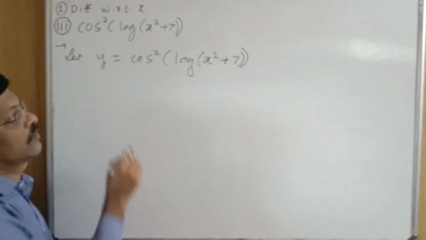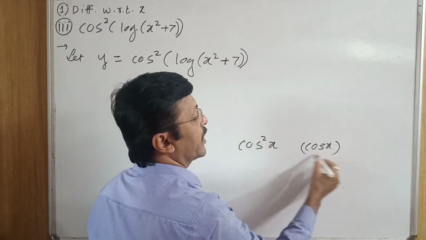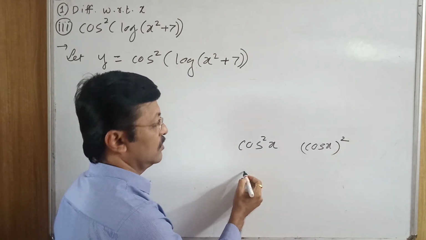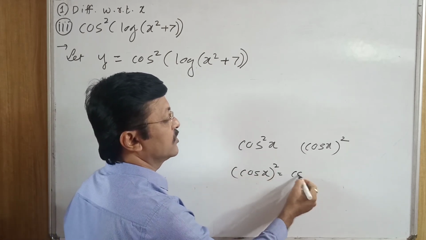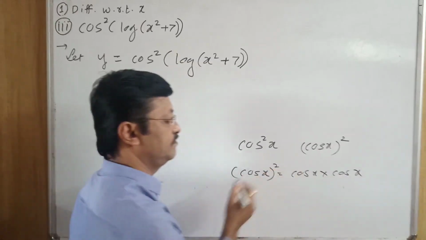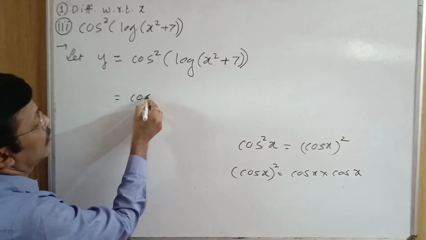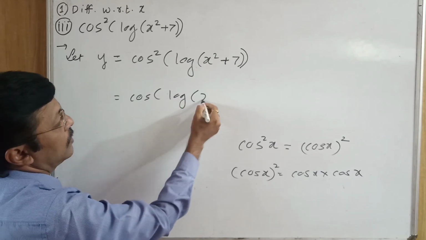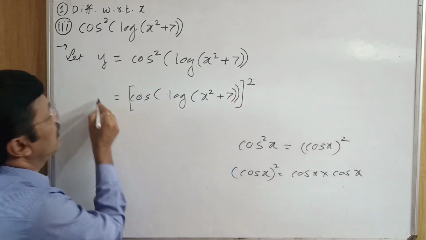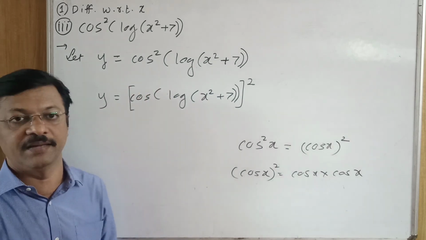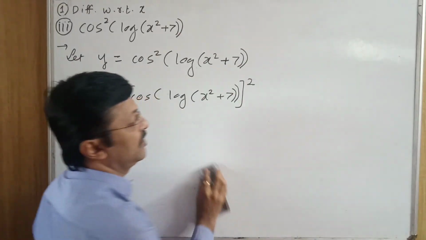Now we understand that cos square x means cos x whole bracket square, which is cos x into cos x. These are all same things. So cos square x is cos x whole square. So we shall write this as cos of log of x square plus 7 whole bracket square. So we can understand this function easily. This and this is the same. So we haven't started differentiating yet. We have just written y in a simpler manner.